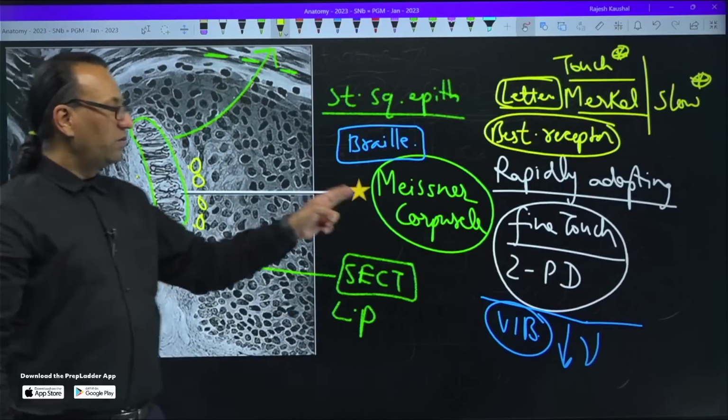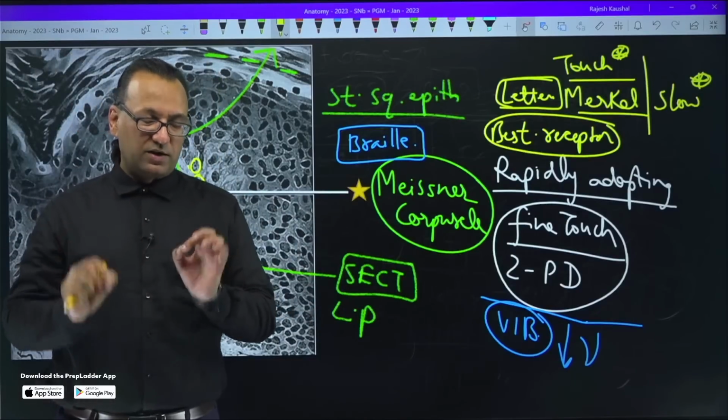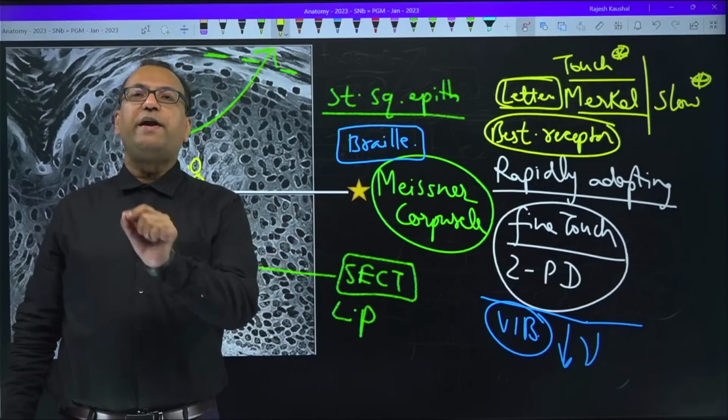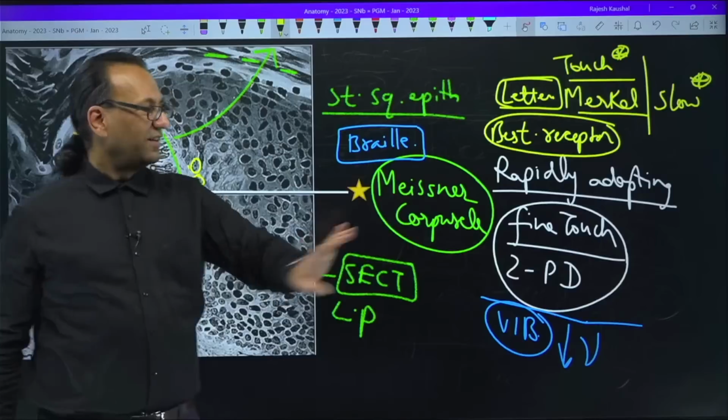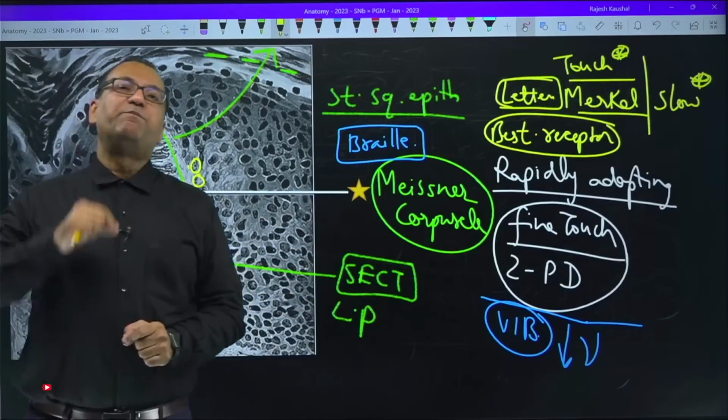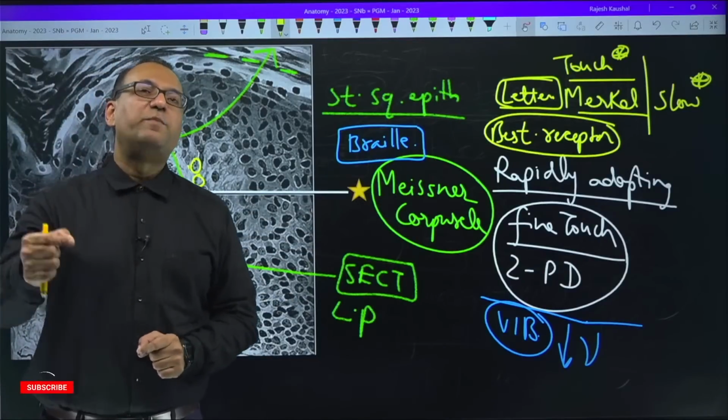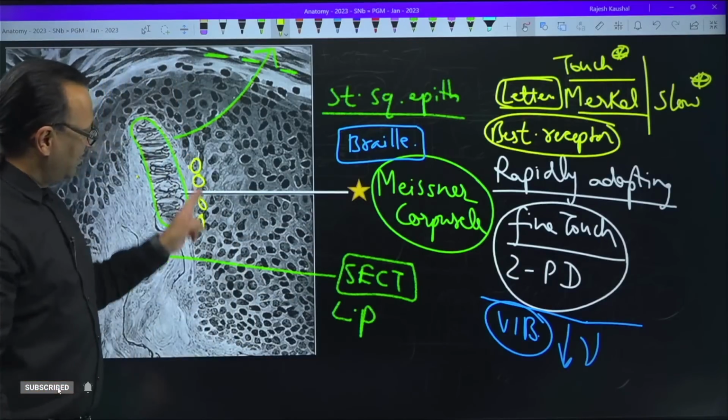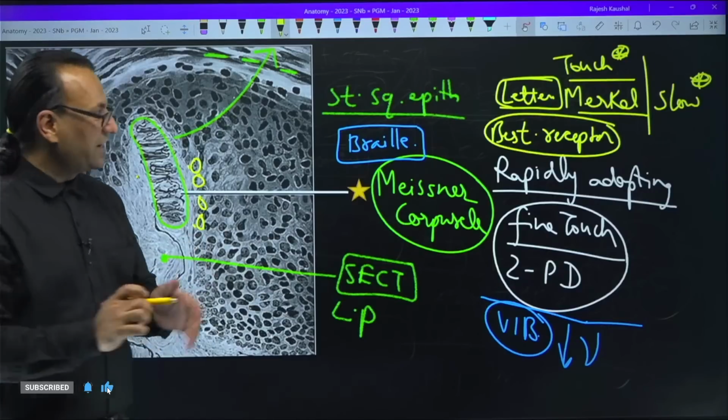Meissner. So I'll repeat again. Question number 1. Which receptor we use for reading Braille? Meissner. Which is the best receptor to read Braille? Merkel receptor. So just understand the difference.